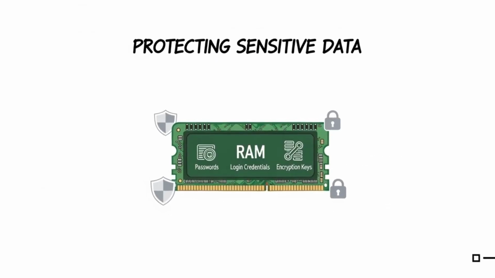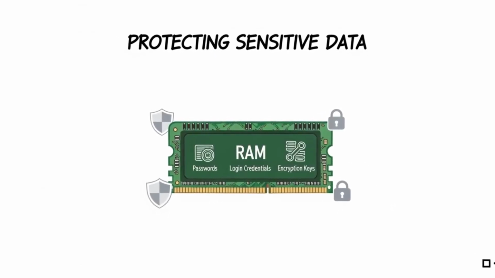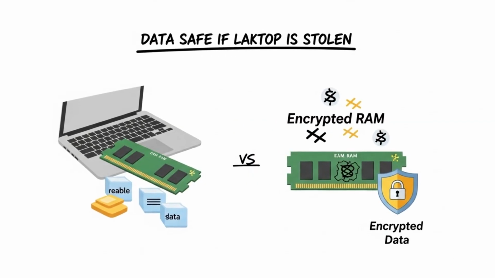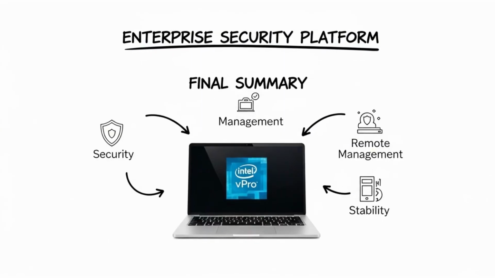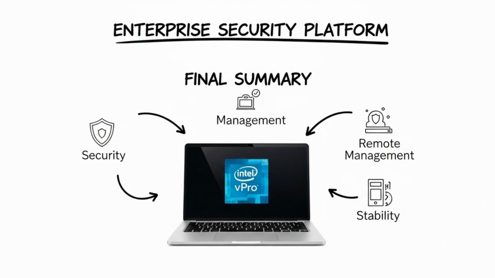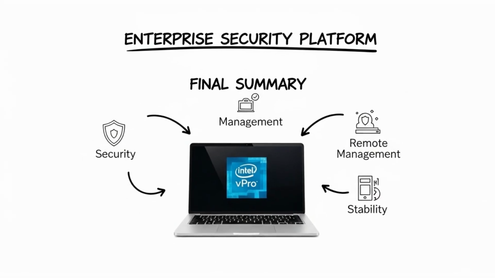Complementing this is hardware-based security like total memory encryption. This feature automatically encrypts the contents of the system memory, protecting sensitive information like login credentials and encryption keys. If a laptop is lost or stolen, any attempt to physically extract data from the RAM will result in scrambled, useless information, adding a critical layer of data protection.